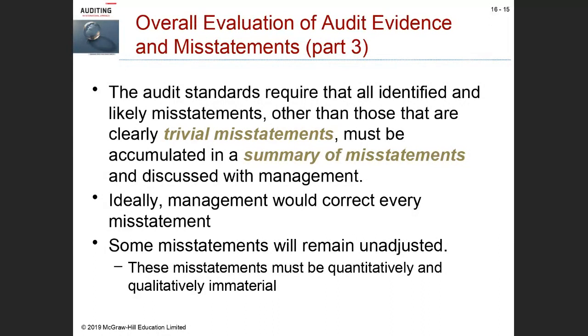So management won't mind making adjustments where income increases, but how about where income decreases? So there can be some level of discussion with management about which journal entries are going to be recorded to adjust for the errors. And that's why they say in the last bullet point, some misstatements will remain unadjusted. And the only ones that remain unadjusted are those which are quantitatively and qualitatively immaterial.